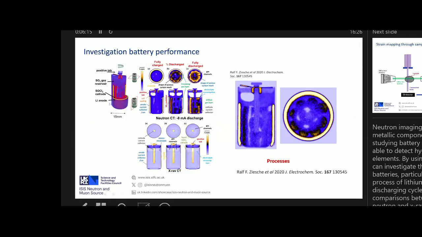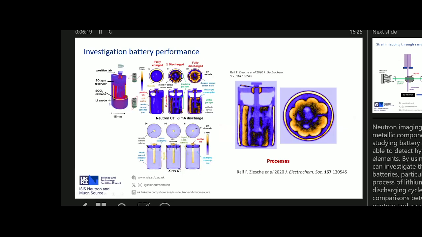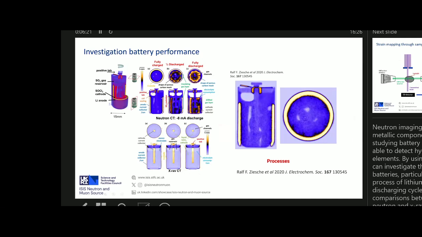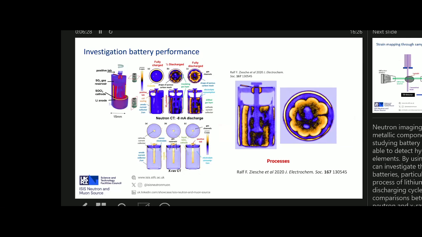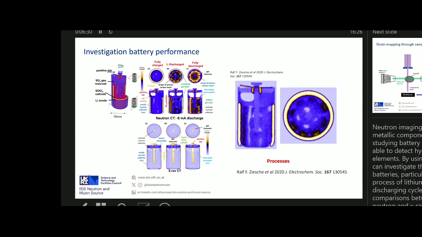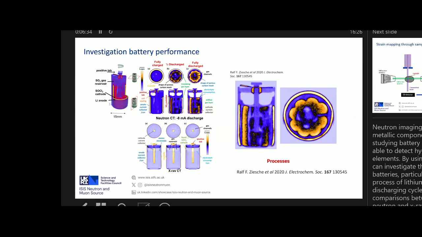Okay, yeah. And this example is about the lithium battery. As I said, neutrons can have strong interaction with lithium, so they can be used to study the lithium activity during the charging and discharging of a battery.